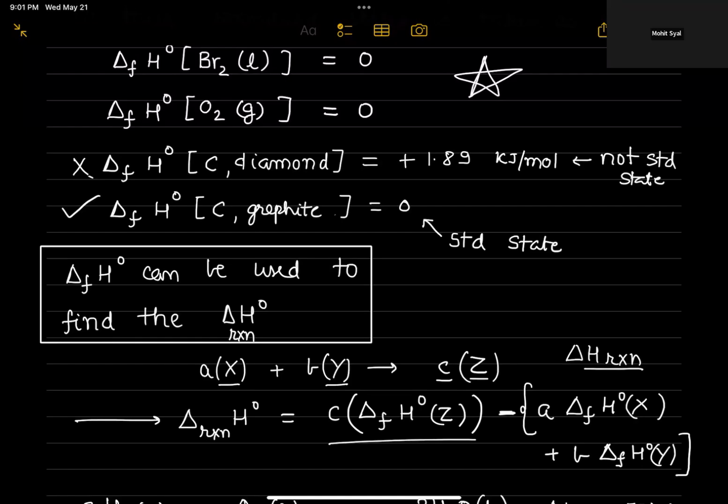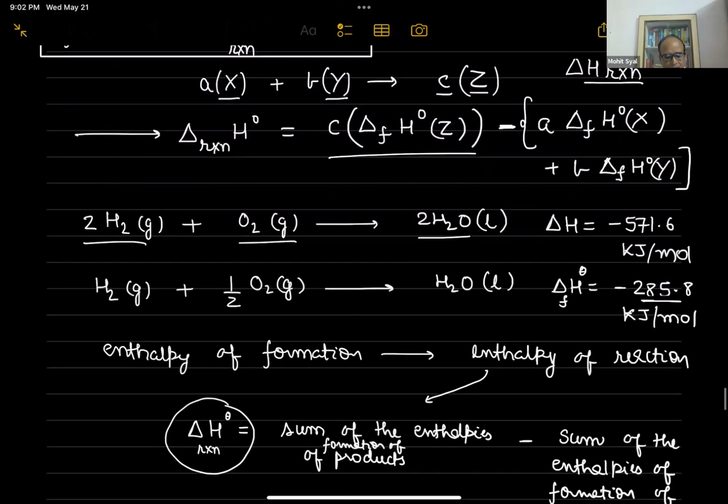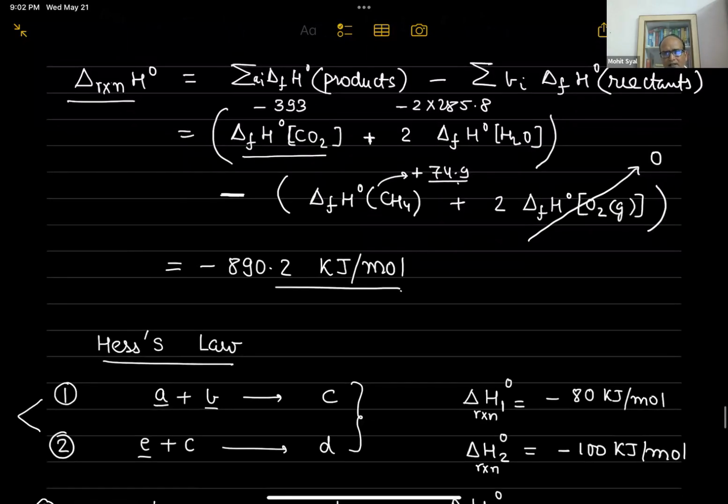In just one word, we said that enthalpy change is a state function. State function means it depends upon the reactants and products. It depends upon the initial and final state. It doesn't depend upon the path. Is it clear? That we have seen in the last class.